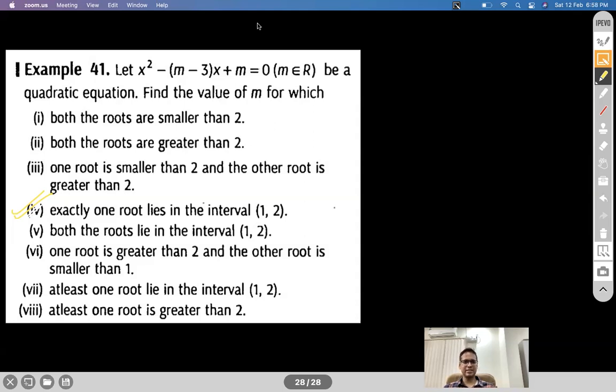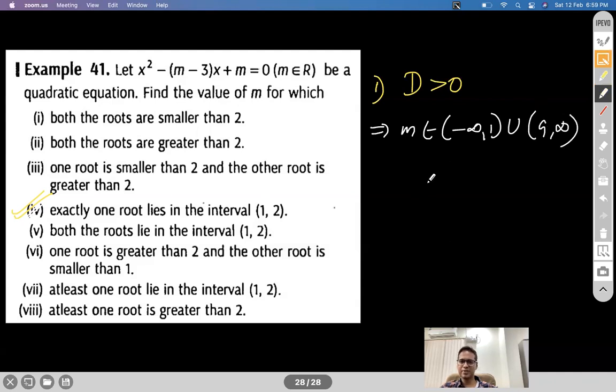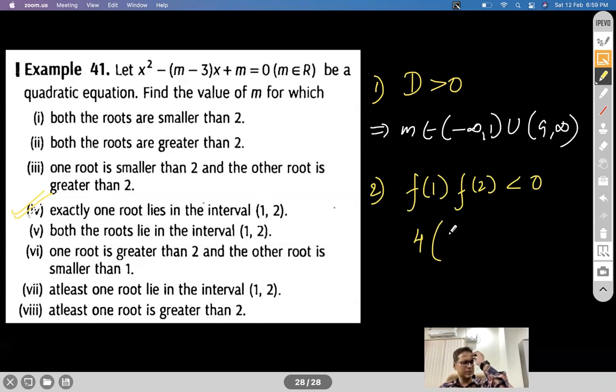Done. Anybody? Okay. So as I basically told you, first of all, discriminant should be greater than zero. That means M should be minus infinity to 1 union 9 to infinity. Correct. Second situation is your F of 1 and F of 2 product should be negative. By the way, F of 1 is just going to give you a 4, and F of 2 is going to give you 10 minus M. So this should be negative. That means M should be greater than 10.